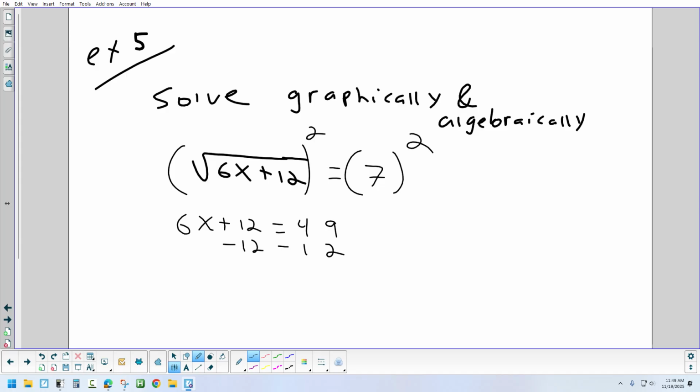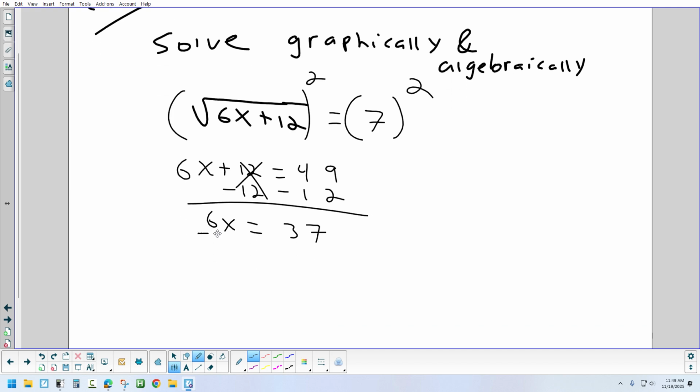So minus your 12. 6x will equal how much? 37. Yep. And last step, divide by 6. And there's your answer. X equals 37 over 6. And if you plug it back in and check it, it works fine. Just trust me.